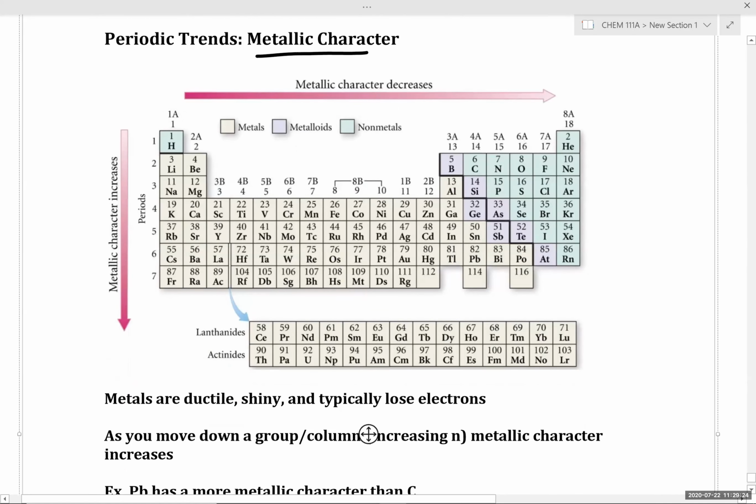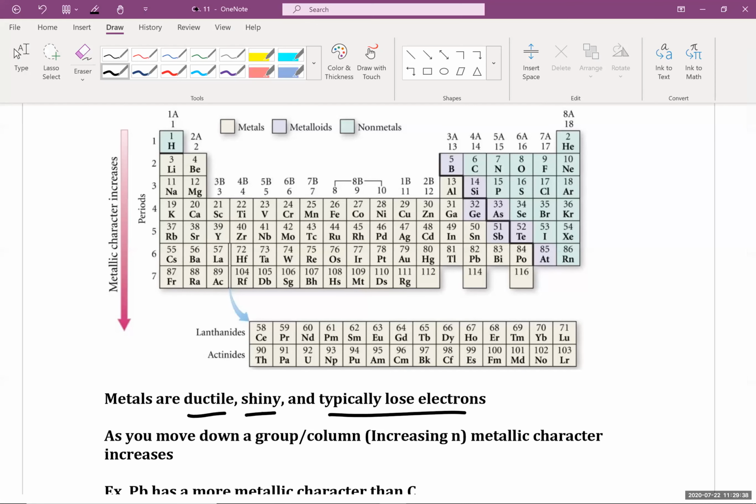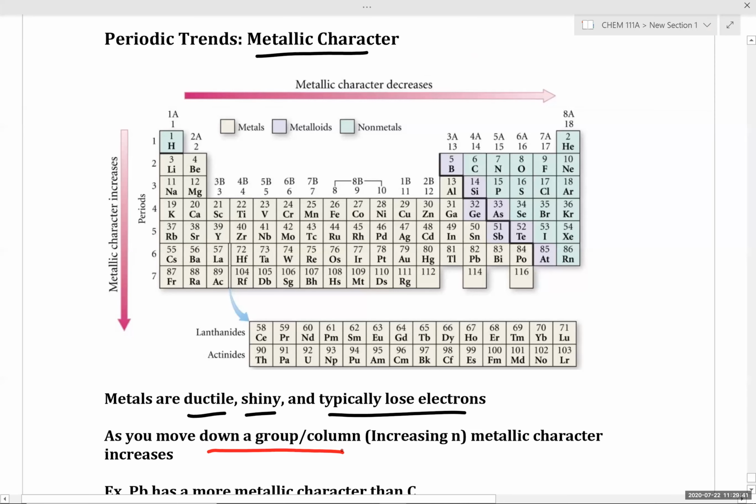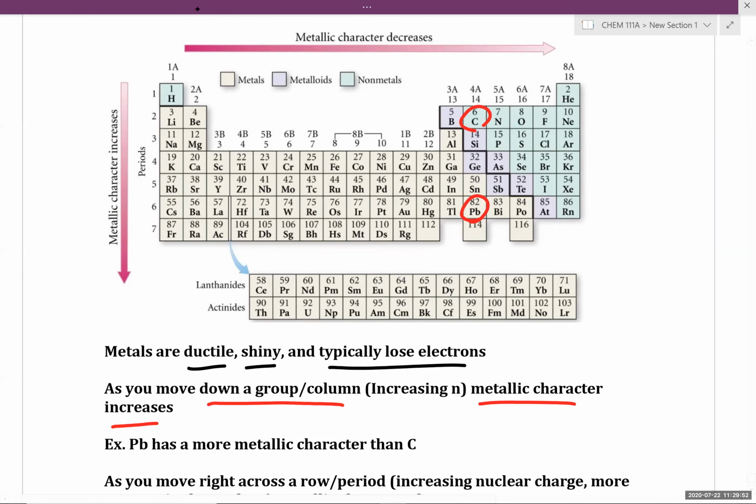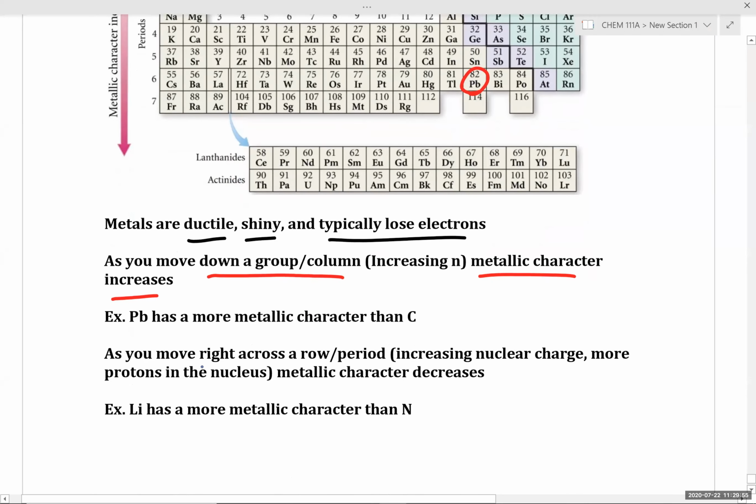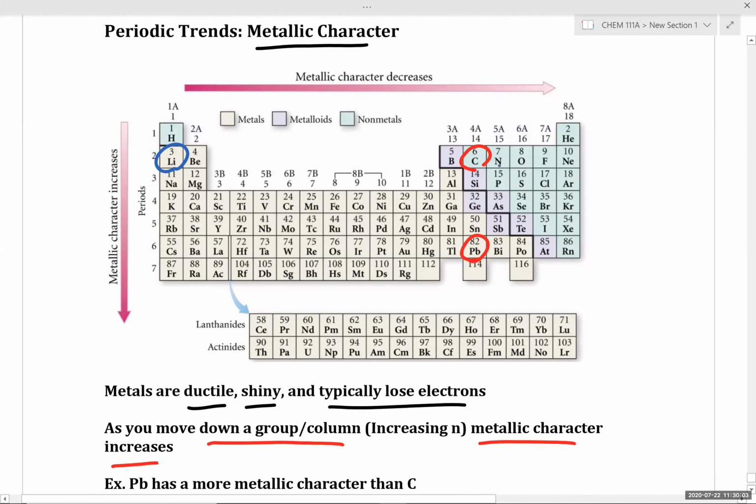You notice the metals occupy primarily the bottom left of the periodic table, while non-metals occupy the top right. Metals are ductile, shiny, and they typically like to lose electrons. As you move down a column or group, your metallic character increases. That's why, for example, if we compare carbon and lead, lead has more metallic character. However, as you move right across a row, metallic character decreases. That's why lithium has more metallic character than nitrogen.